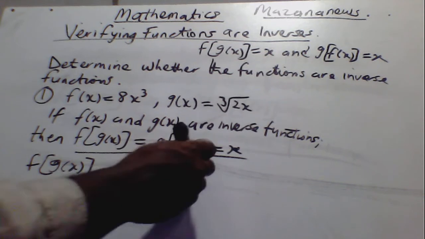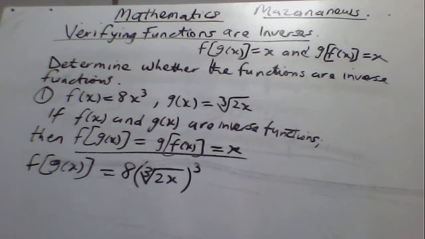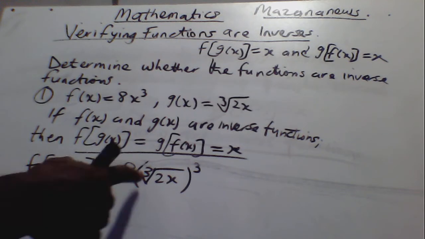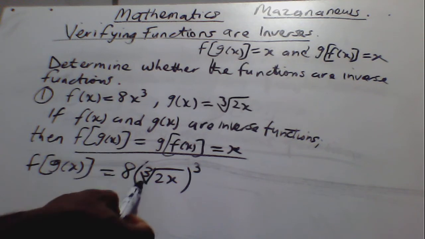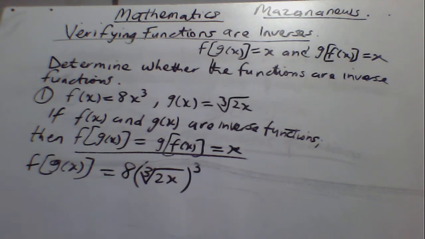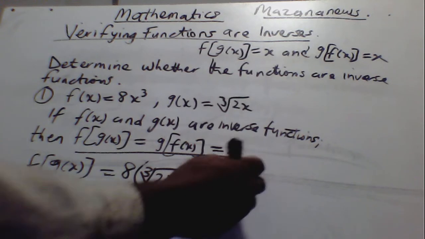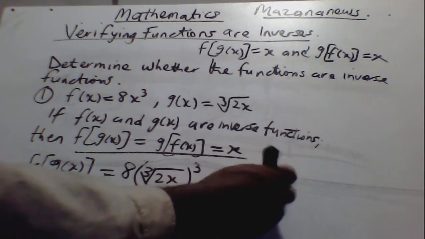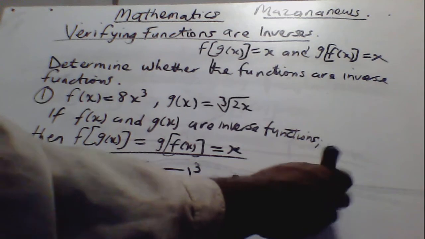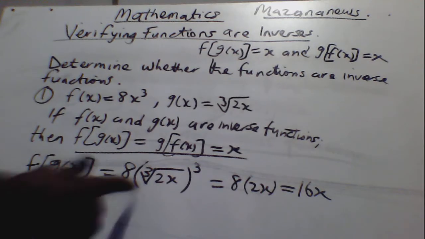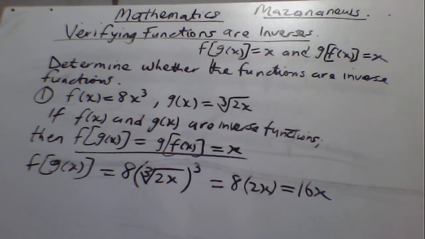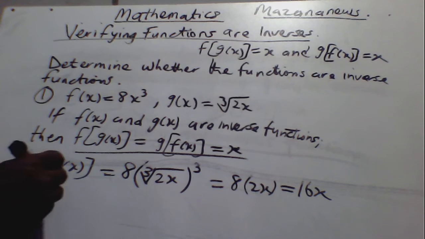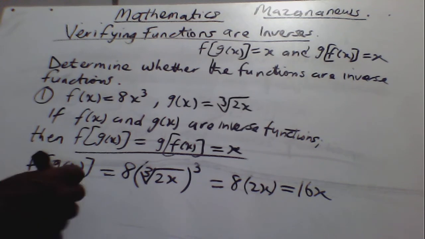A cube root of 2x raised to power 3, because of the 3 here. So the index of the radicand will clear the exponent of the 2x to give us 8 times 2x. So this will give us 16x. Is it not? If you simplify, we have been doing this often and often. So you do the other one, g of f of x.